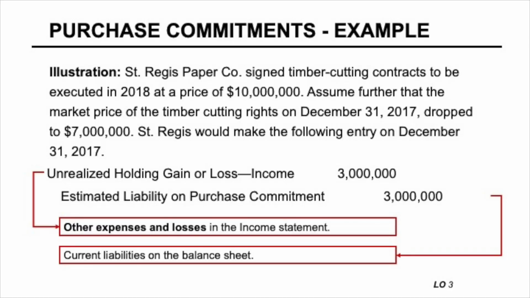So what does this look like? We have a paper company. They sign a timber cutting contract to be executed in 2018 at a price of $10 million.